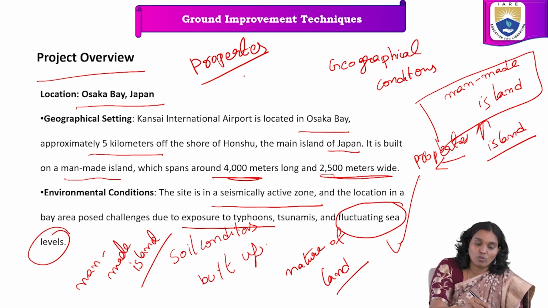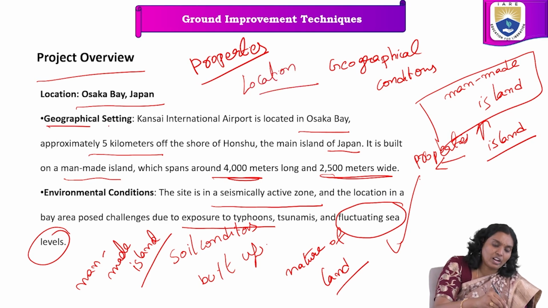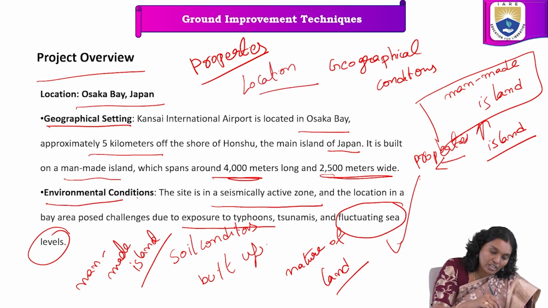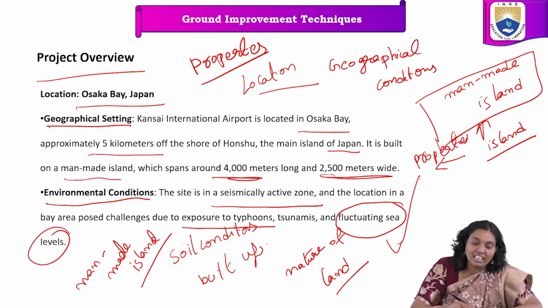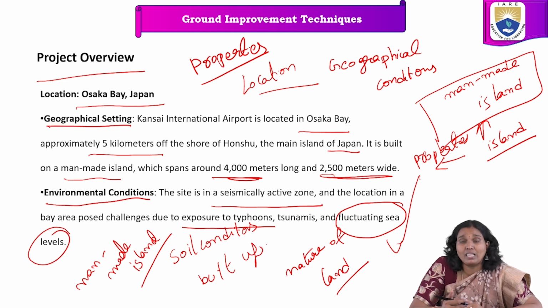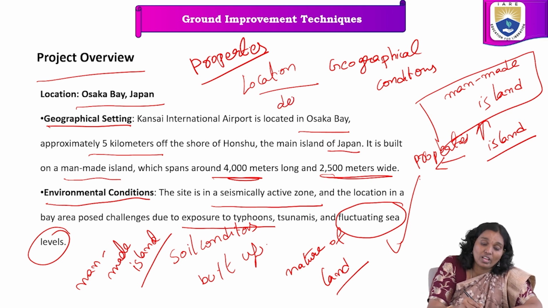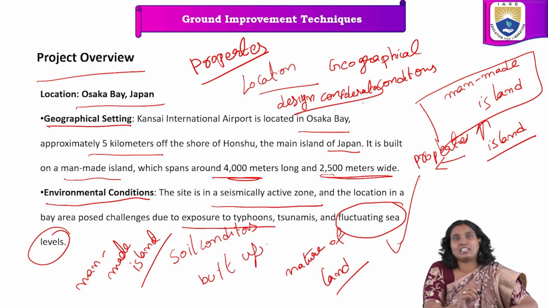So based on the location, first we are going to understand the geographical settings and what kind of environmental conditions are there, and how we are going to build this airport, and what kind of capacity we are expecting from this airport. According to that, how we are going to build, according to the various design considerations. These are all the parameters which we are going to understand in our design consideration.